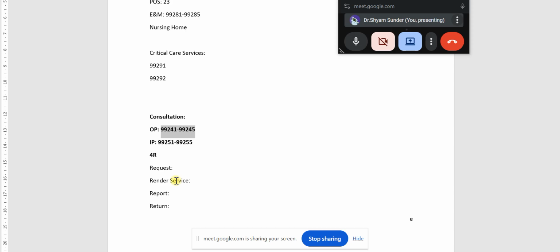Sir, but in this four R's, the first one is supposed to be render service, right? Then request. No, no, no. Request from PCP. How, without doing E&M? Yes, sir, I have the same doubt as well, because how are we requesting if we have not done the examination?